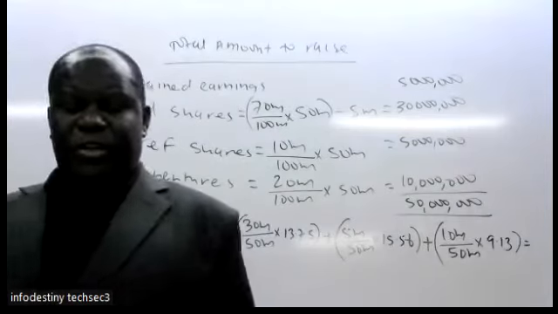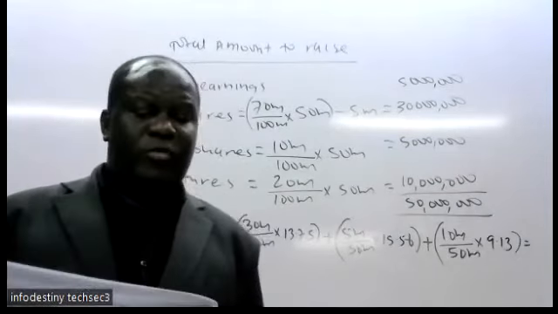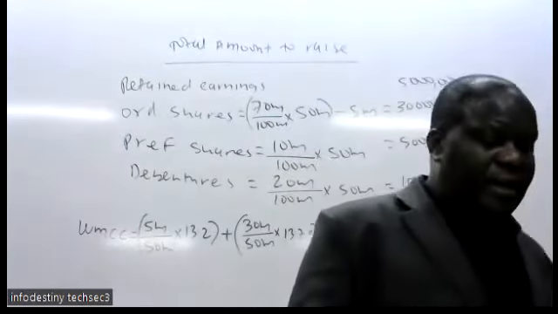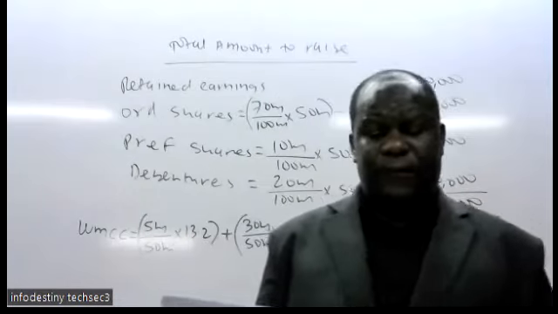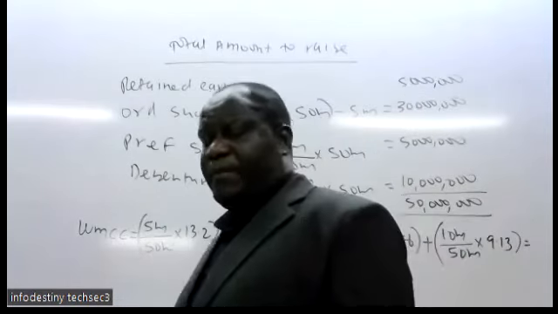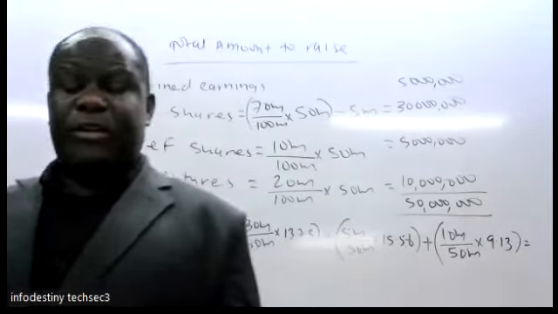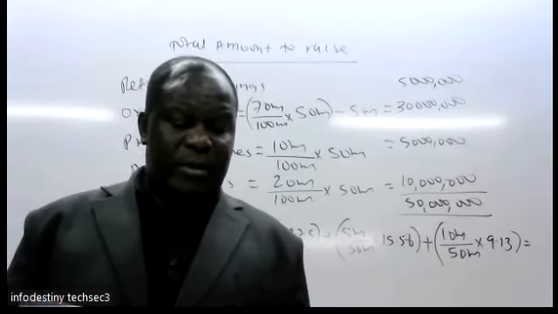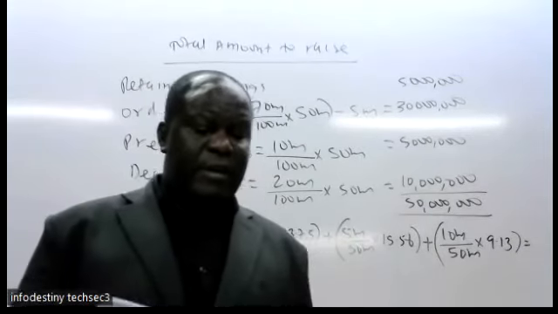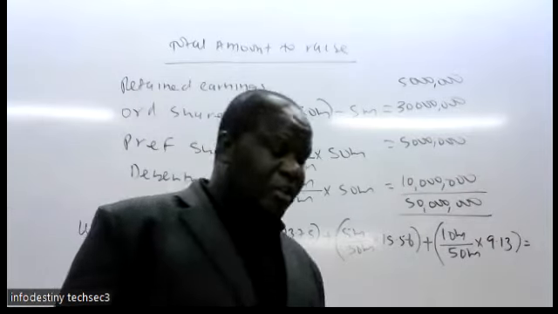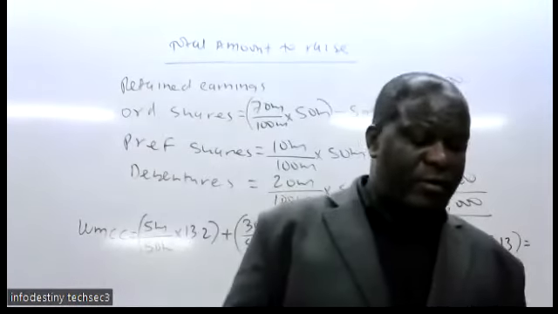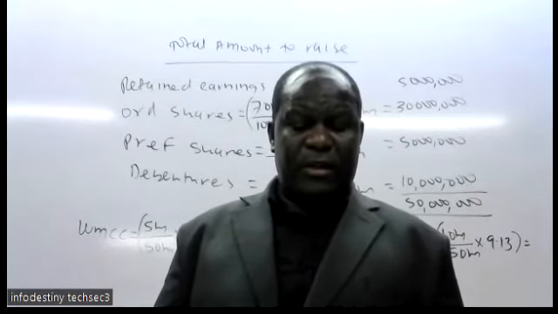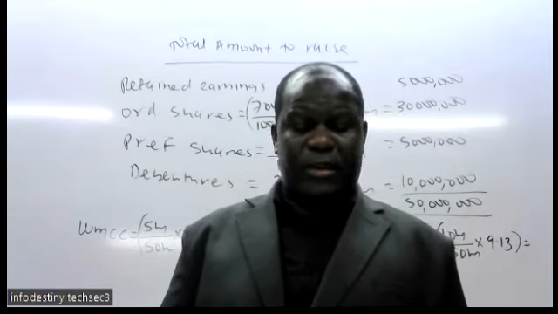Note number two, issue 75,000, 12% preference shares, which have a par value of 20 shillings at 18 per share. The total flotation cost is 150,000. Note number three, issue 50,000, 18% debenture, which have a par value of 100 shillings at 80 per debenture. Note number four, borrow 5 million, 18% long-term loan. The total flotation cost is 200,000.